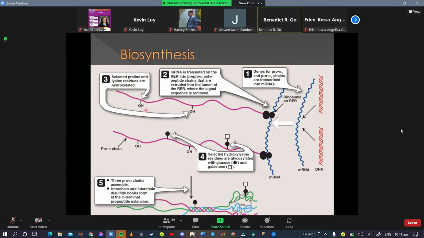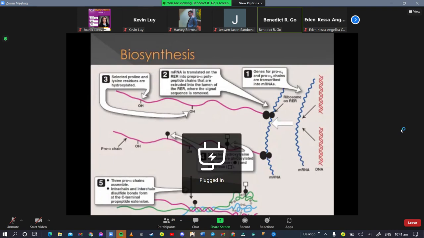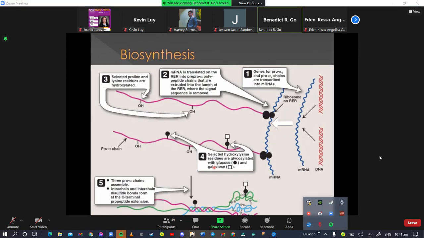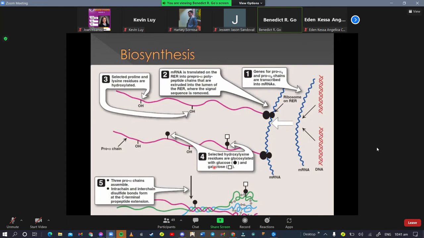Then step 4 will be the glycosylation, this time of certain glucose and galactose sugars into your growing polypeptide. Then the 5th is 3 pro-alpha chains assemble, and you will have intra-chain and interchain disulfide bonds, which form at the carboxy terminal pro-peptide extension right here.